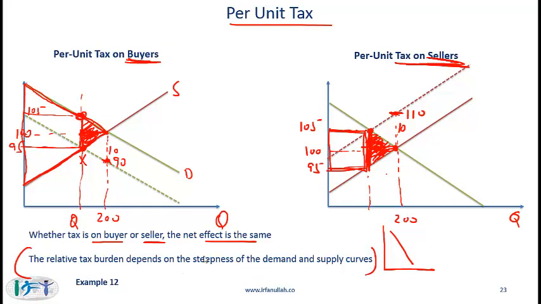Now I want you to do example 12, where you are given the equation of a demand curve and a supply curve, and then you are told that there is a given tax, and you need to find the impact of the tax. After that, you need to show that if the tax were on the buyer, the overall impact would be the same. So to properly understand what I'm talking about here, you should do this particular example.